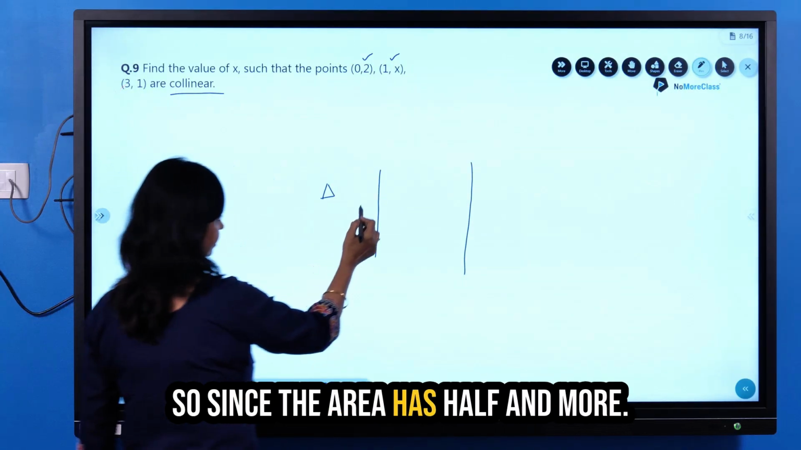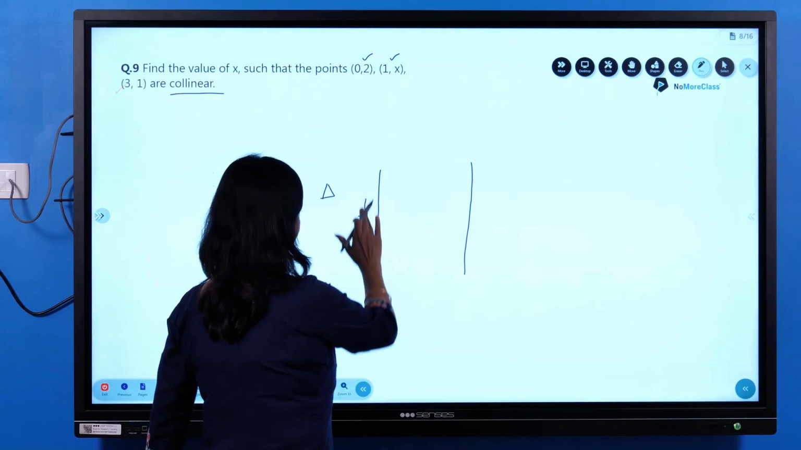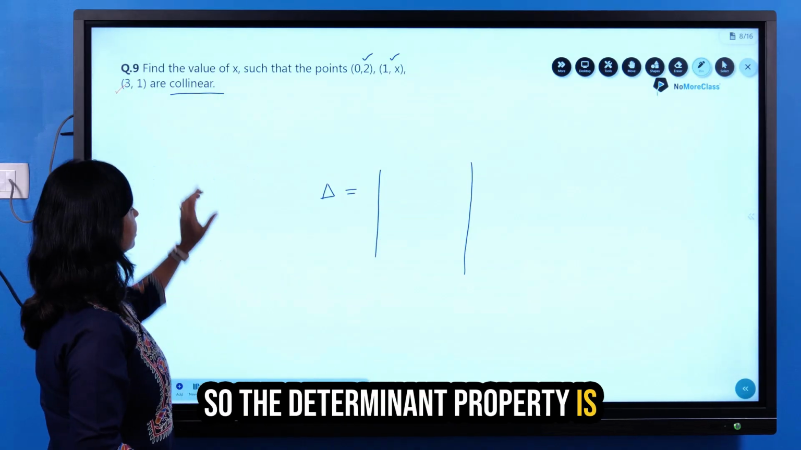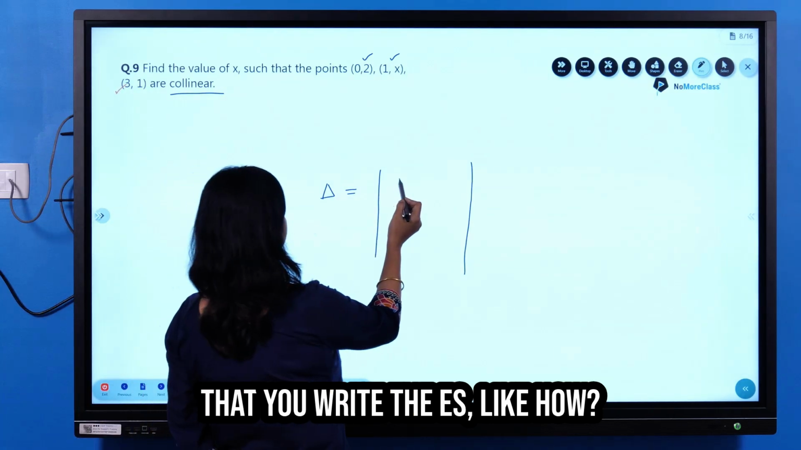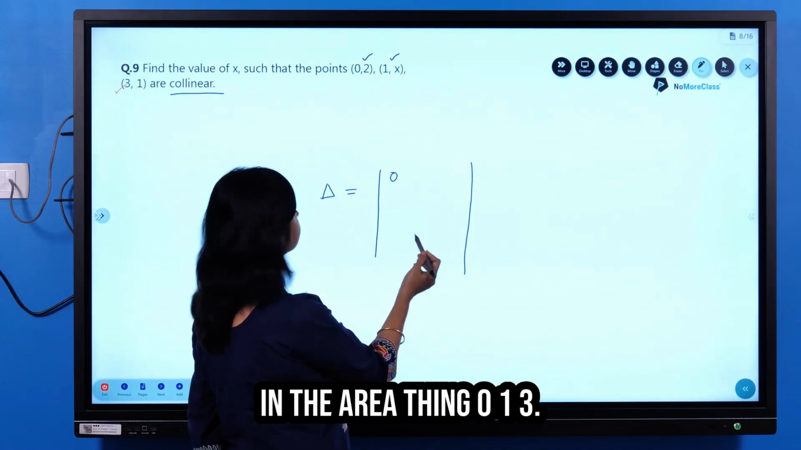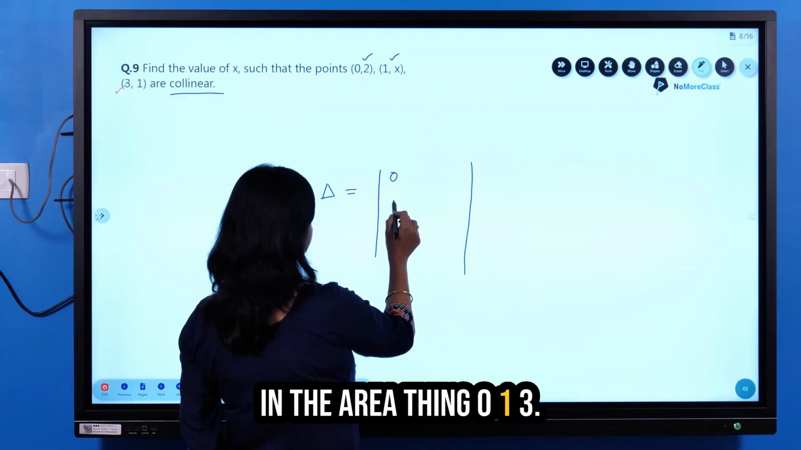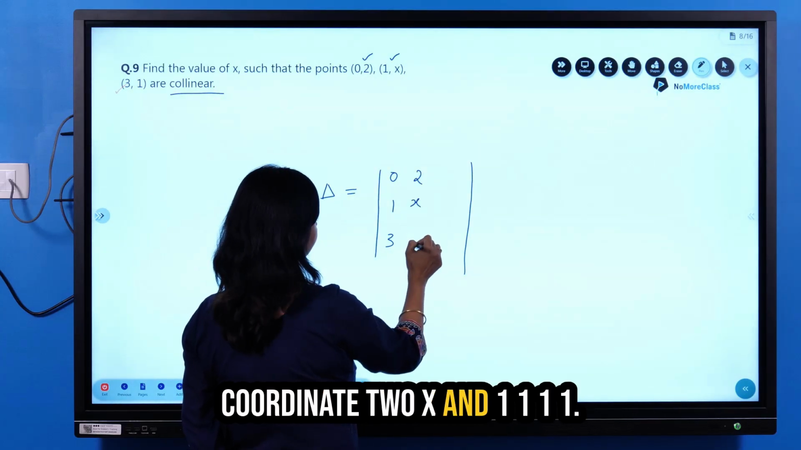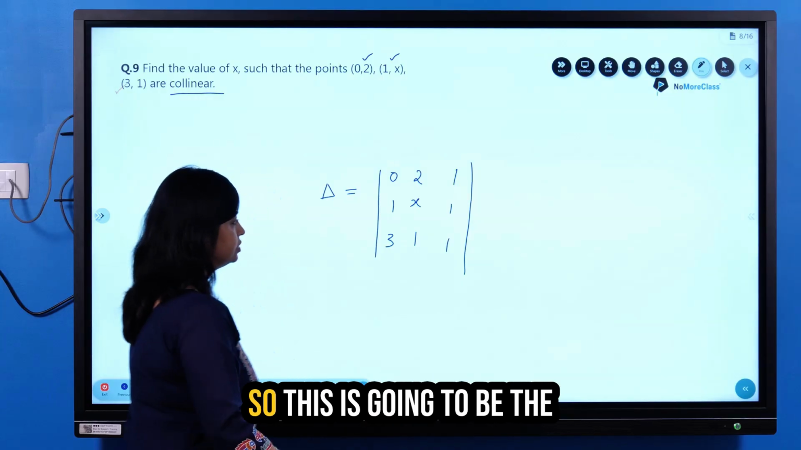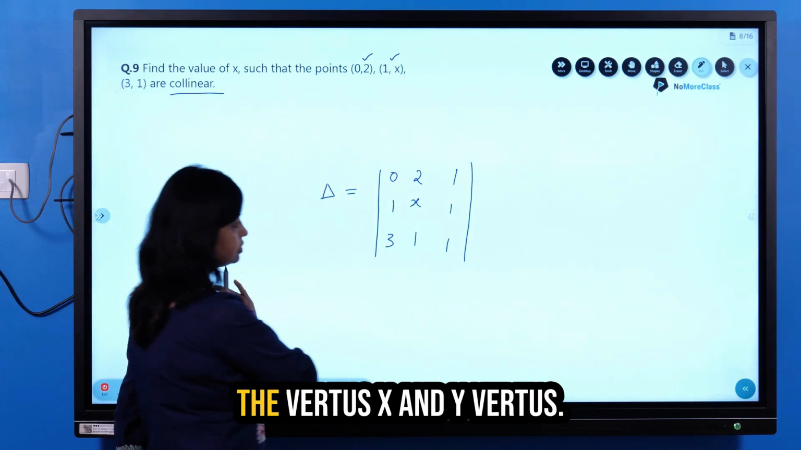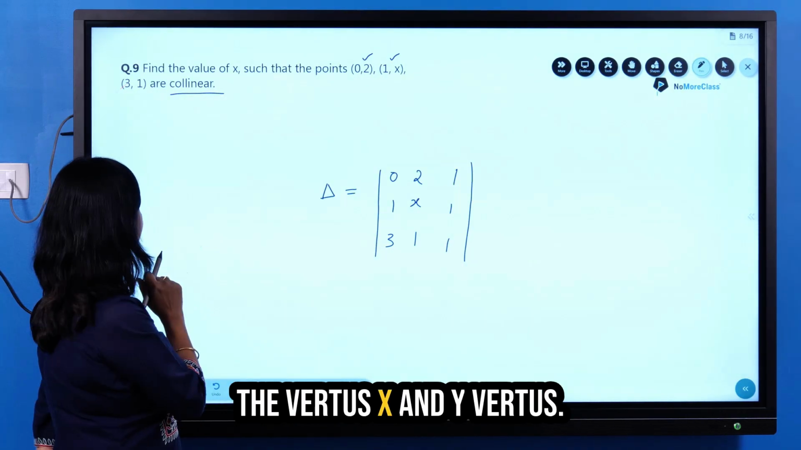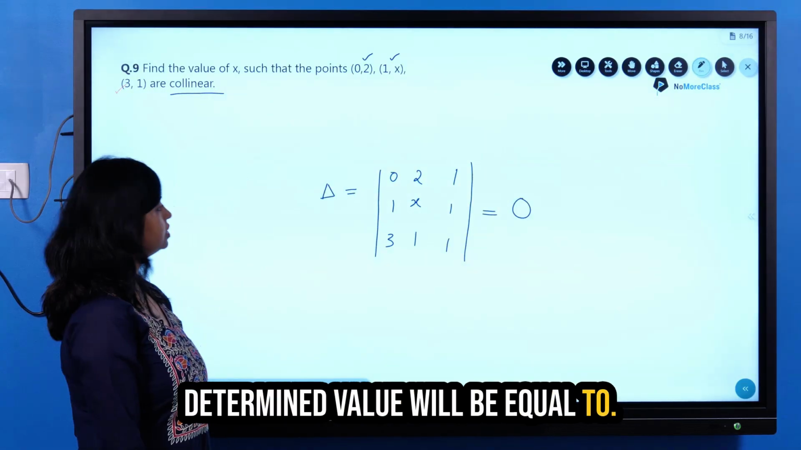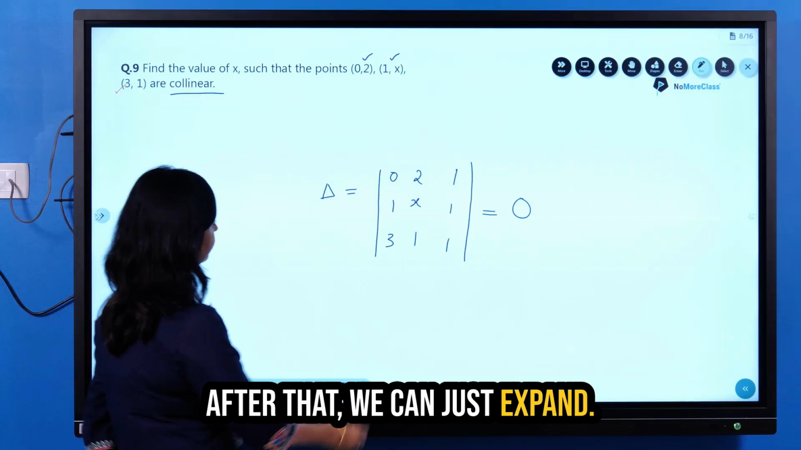Since the area has half and mod, and it is going to be 0, this will not matter. So the determinant property is that you write the vertices like how you write in the area formula: 0, 1, 3, the x coordinate, y coordinate 2, x and 1, 1, 1, 1. This is the determinant value using the x and y vertices. And if the points are collinear, then the determinant value will be equal to 0. After that, we can just expand.